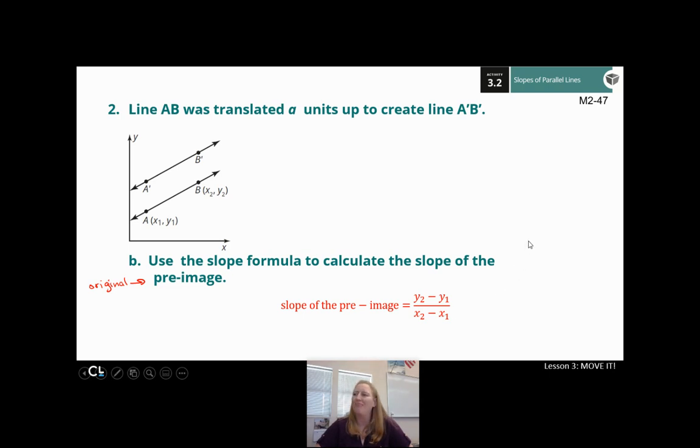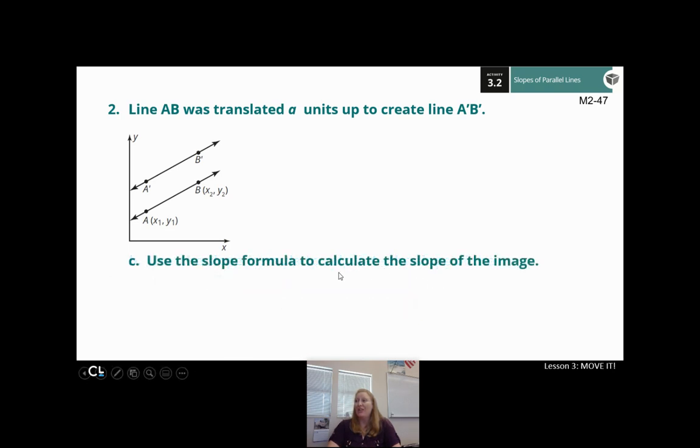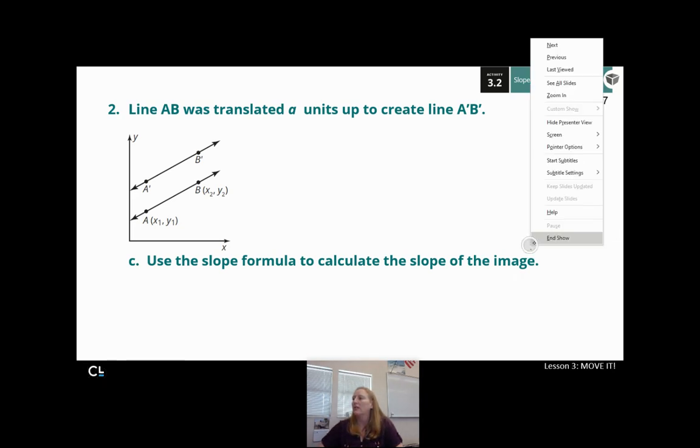We still love it. You know what I'm about to ask you to do next, though, right? I want you to use the slope formula to now calculate the slope of the image. And remember, the image is the new guy. So this is our new guy.